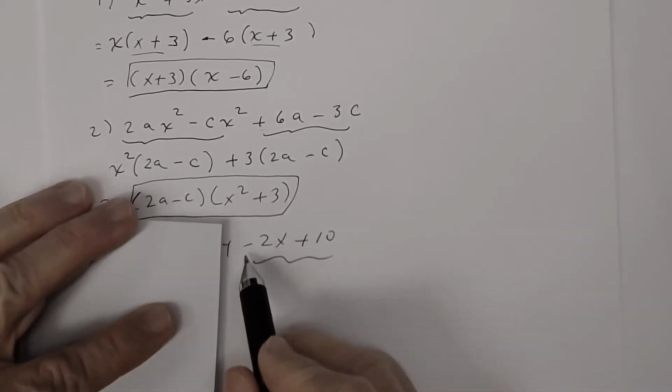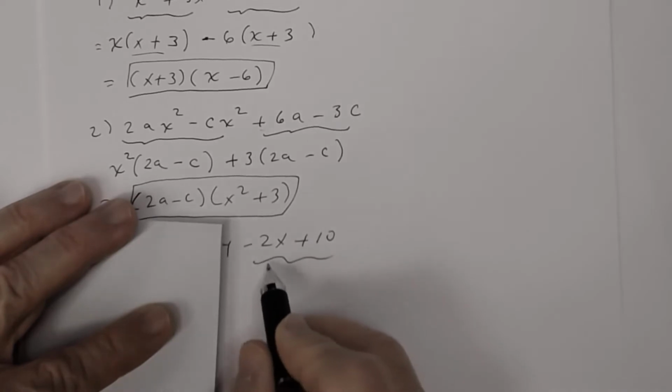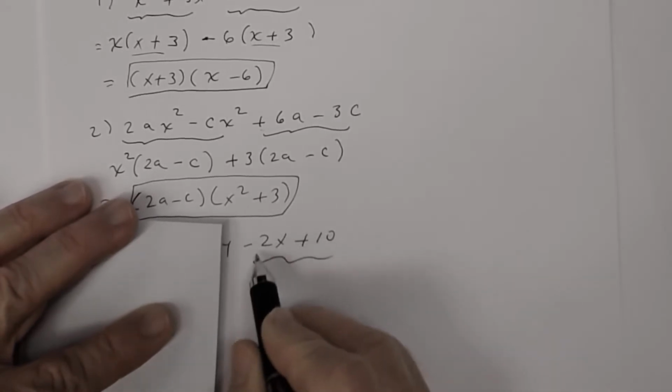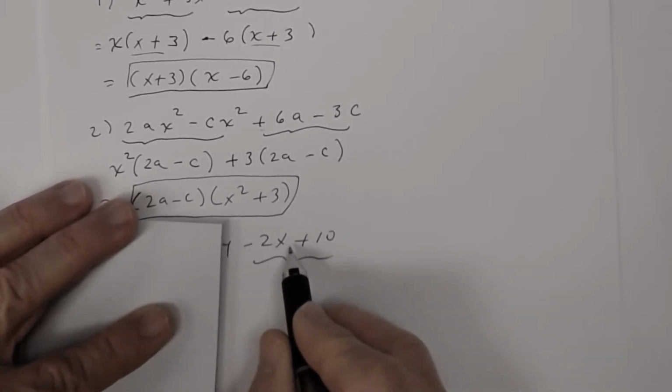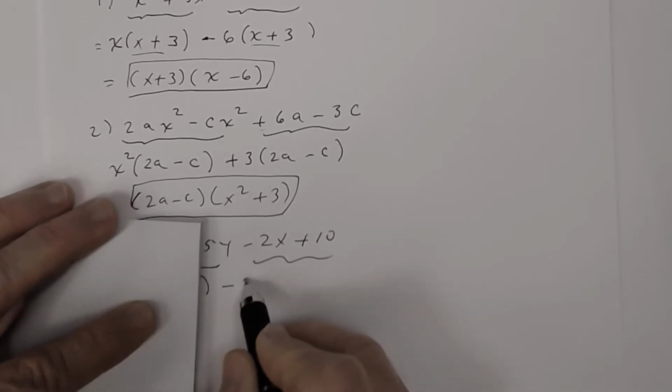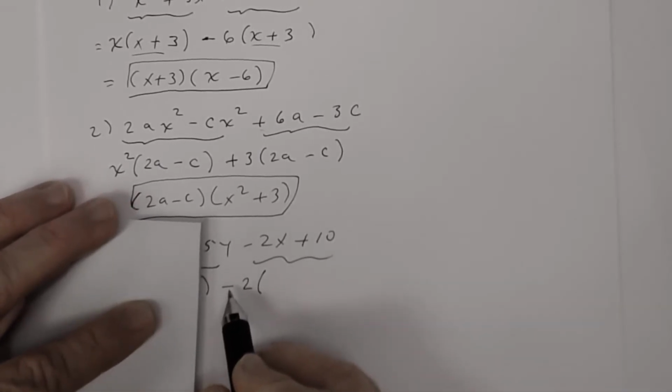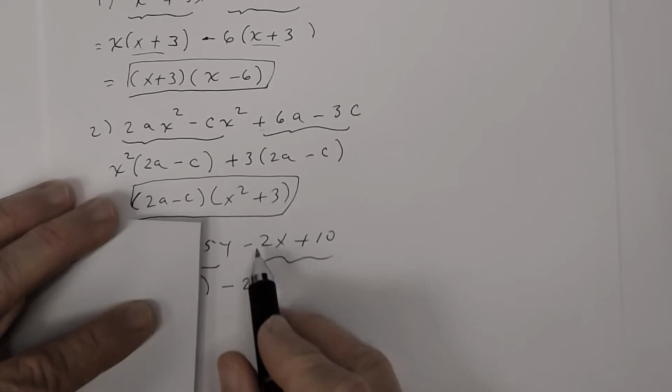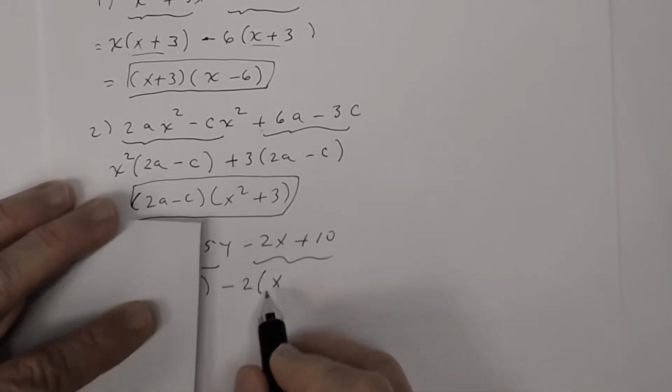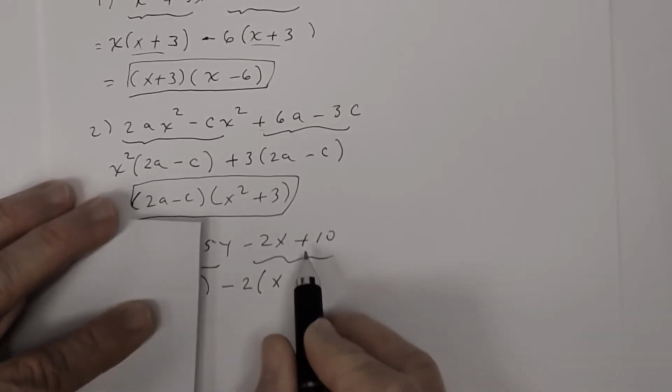Now remember, you always factor out that middle sign. Now, if you look at these two terms, what's the GCF? A negative 2. So you're going to factor out a negative 2. Now to factor out negative 2, negative 2 times what's a negative 2x? Well, positive x. And then negative 2 times what's a positive 10? Well, a negative 5.